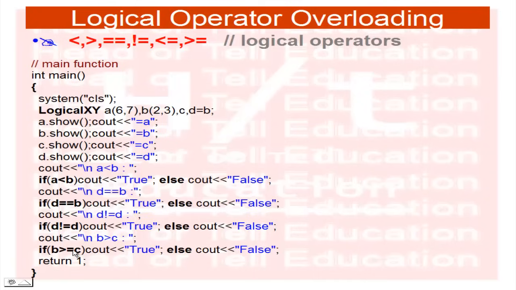Now b is greater than or equal to c. What is the value of b? b is 2 3. And c, I have not assigned any value, so the default value is 0 0. So obviously b is greater than or equal to c, so the condition is true. Now check the demo of this logical operator.